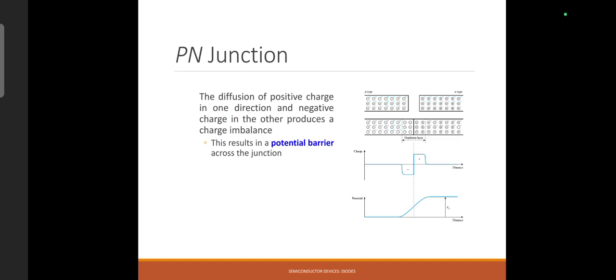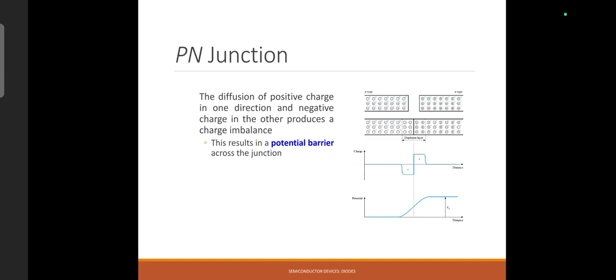In this slide, we will see the potential barrier. As electrons and holes diffuse across the junction, they leave charged ions behind. This creates an electric field across the depletion region. The electric field produces a voltage called the potential barrier.